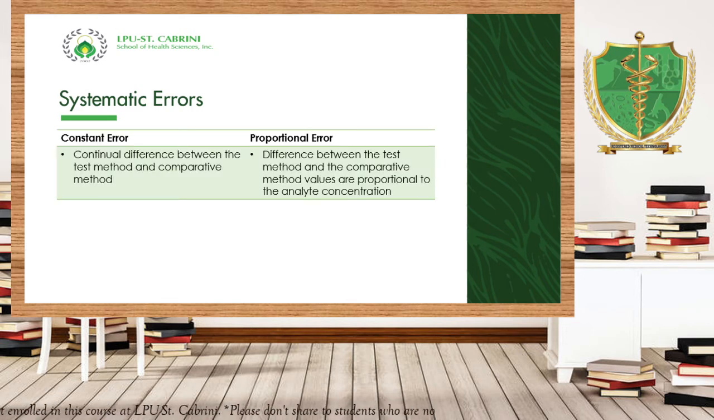Okay? Systematic error is further classified into two. We have constant error and proportional error. When we say constant error, that is a continual difference between the test method and the comparative method, while proportional error is a difference between the test method and the comparative method where values are proportional to the analyte concentration.